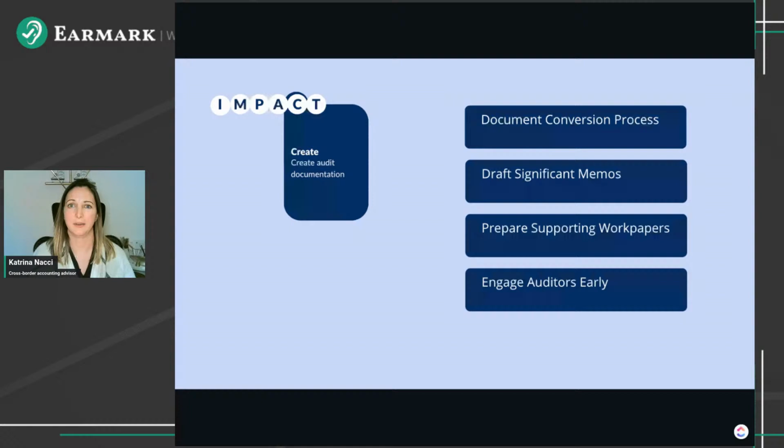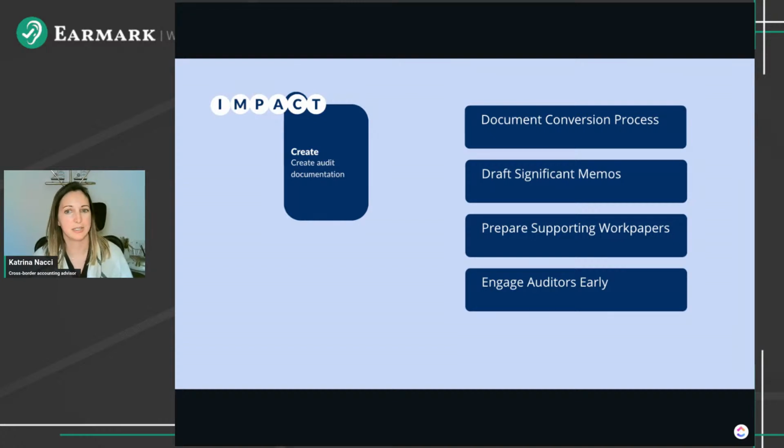So I'm typically preparing an overall conversion approach memo where we outline how we went through the conversion itself to identify completeness of all the possible adjustments. And then specifically for all of the rest of the accounts that don't get their own memos, we also drop in the process that was followed to quantify those differences in the financial statements.